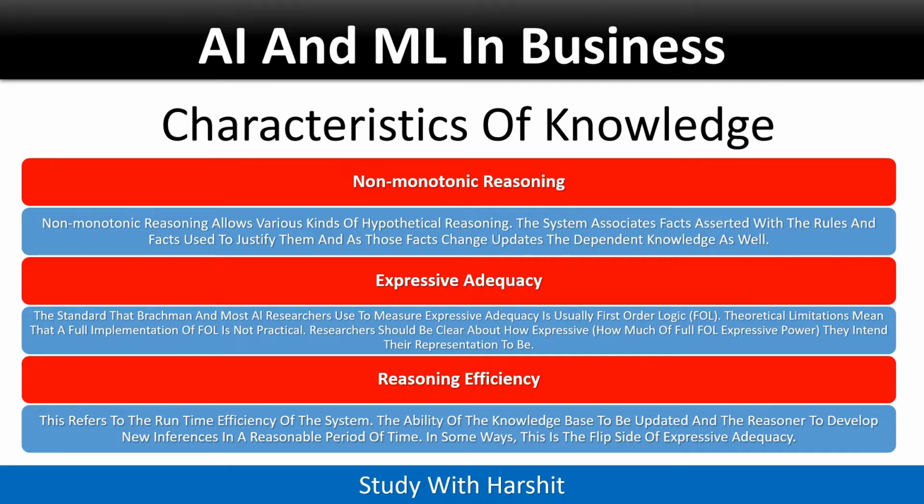Reasoning efficiency. This refers to the runtime efficiency of the system: the ability of the system's knowledge base to be updated, and the reasoners to develop new inferences in a reasonable period of time. In some way, this is the flip side of expressive adequacy.